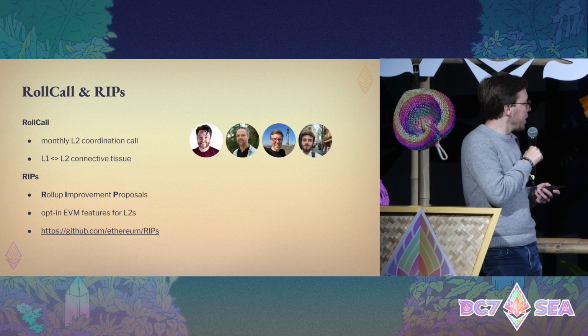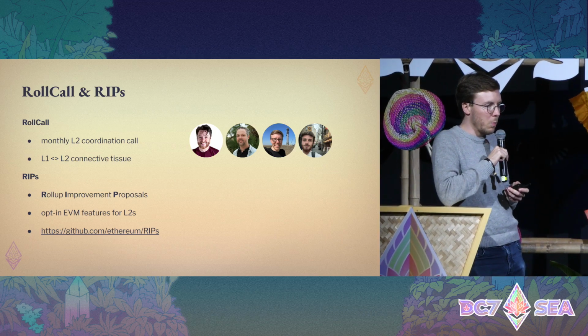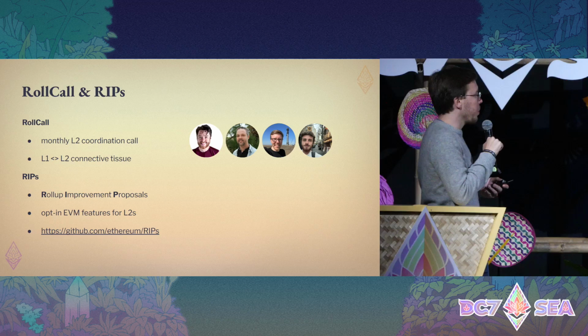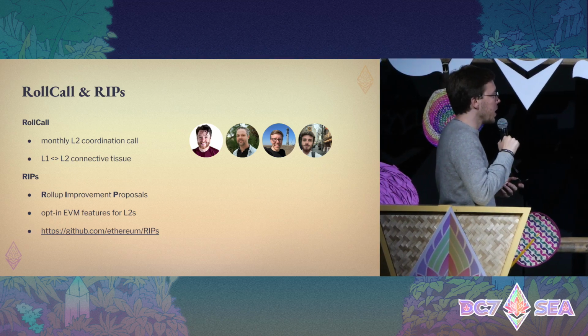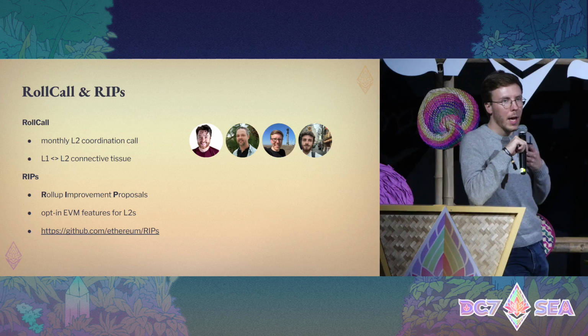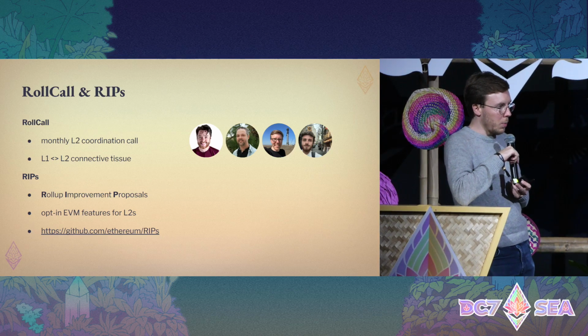L2 coordination effort. We have a monthly call where many of the major L2s on Ethereum send representatives, and for now it's mostly used as both coordination across them, and also a bit of trying to be connective tissue to the L1. I'm personally spending most of my time in L1 core development.